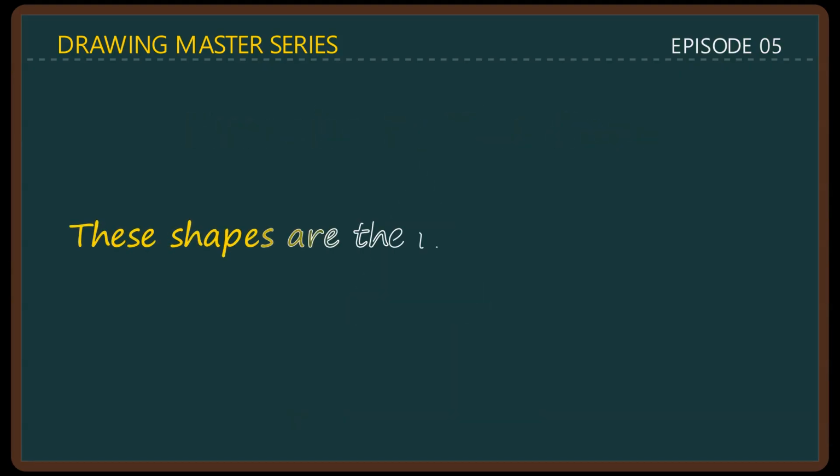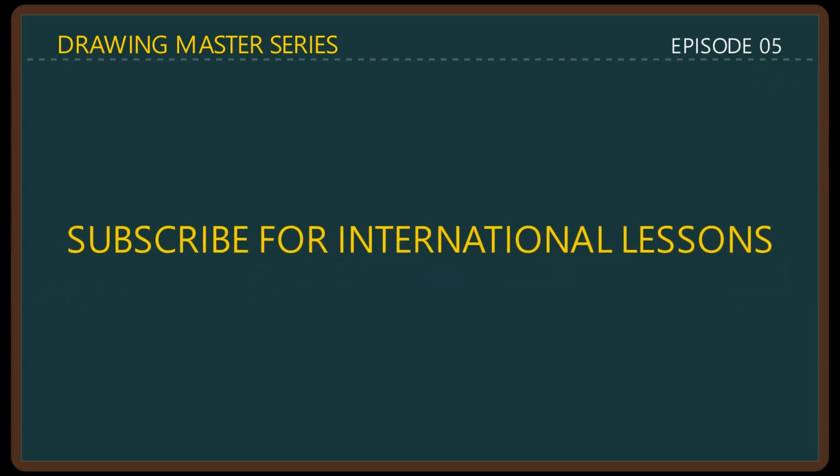Excellent progress today. You've mastered the primary 3D forms. These shapes are the foundation of all realistic drawing. Practice drawing them from different angles to understand perspective. In our next lesson, we will begin shading these forms to create light and shadow. Keep practicing.